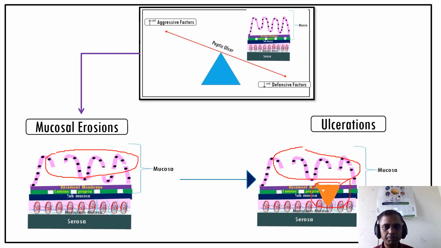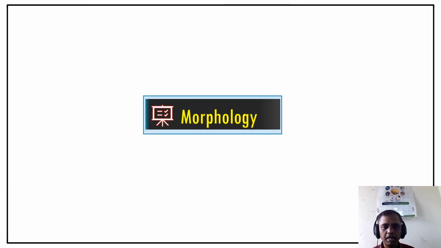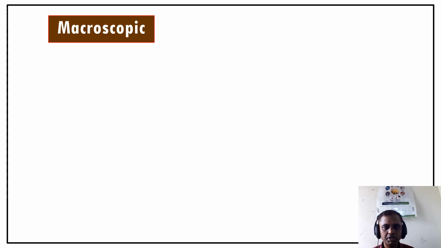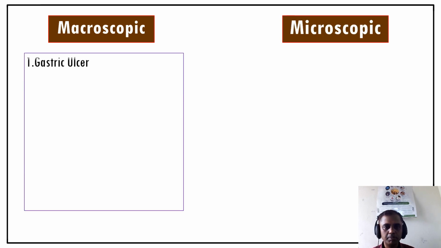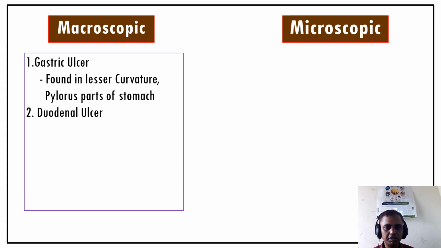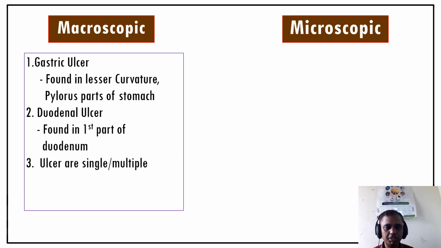And depending upon the increased aggressive factor, the person can go directly to ulceration. Now morphology, macroscopic and microscopic. Macroscopic: gastric ulcer is found in the lesser curvature and pylorus part of the stomach, and duodenal ulcer is found in the first part of the duodenum. The ulcer is usually single, and sometimes we can see multiple ulcerations in the upper gastrointestinal tract. And microscopic, it is a very interesting one.